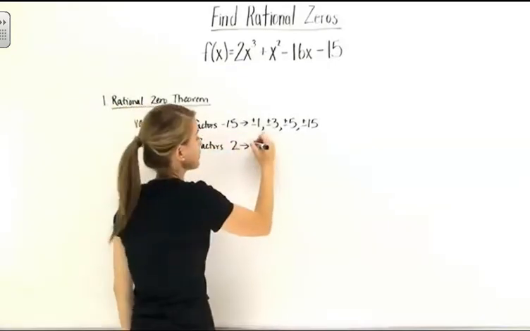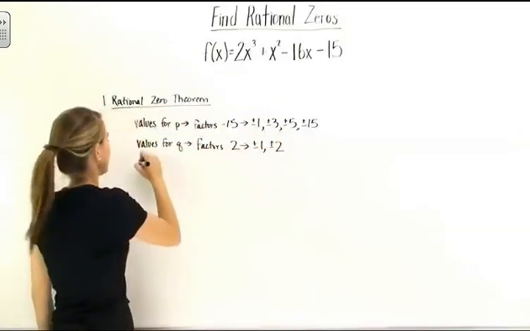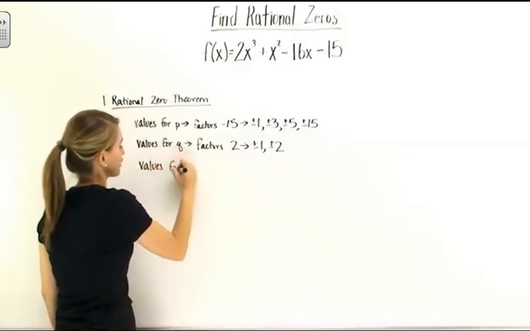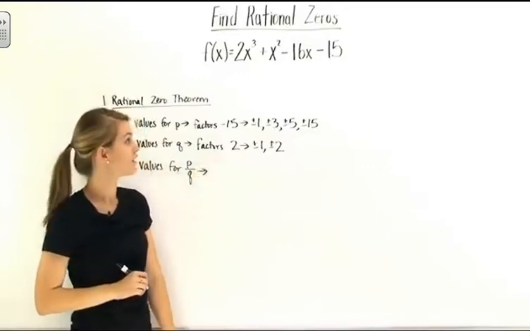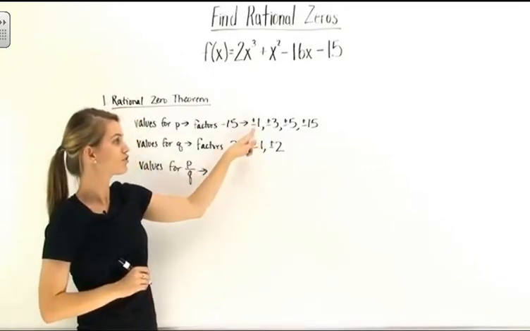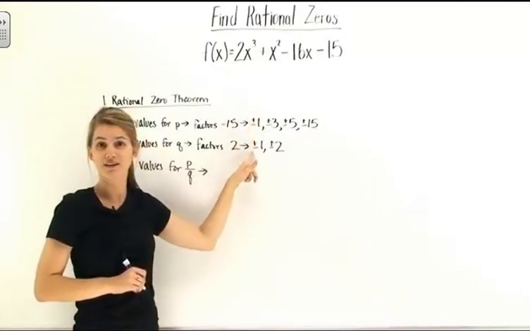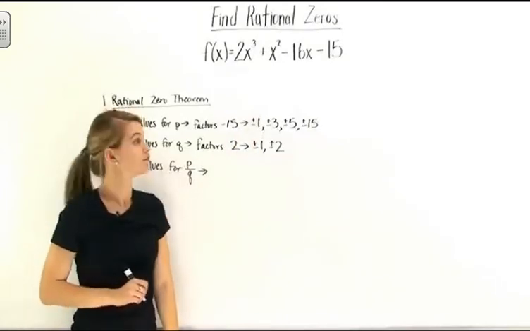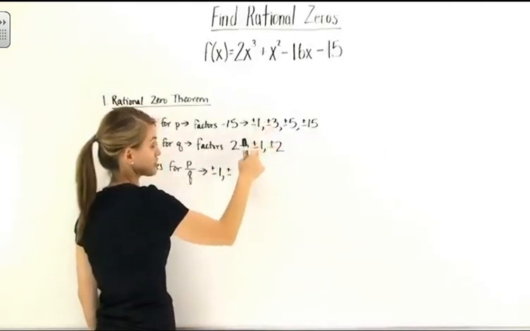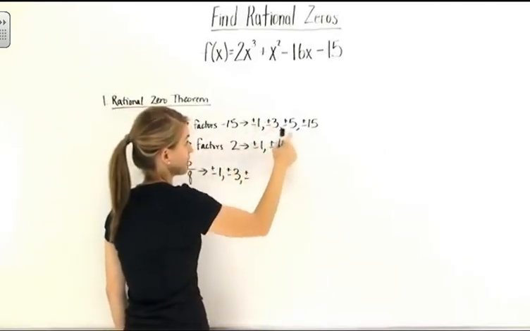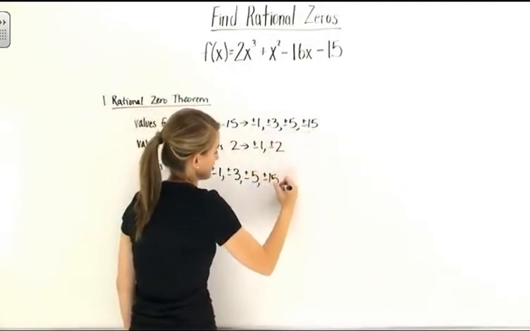Well, we could have plus or minus 1 or plus or minus 2. Now let's go ahead and find the values for p over q. And these values are going to be all the possible rational zeros of this function. Let's go ahead and take a look. We have plus or minus 1 over plus or minus 1. Now if we take a plus or minus divided by a plus or minus, we're still going to get a plus or minus answer. So 1 divided by 1, we'll get plus or minus 1, plus or minus 3 over 1, so 3, plus or minus 5 over 1, so 5, and plus or minus 15 over 1, so 15.